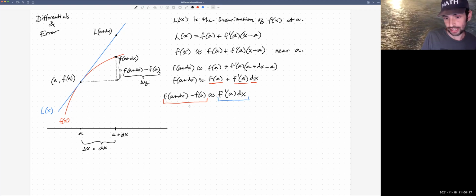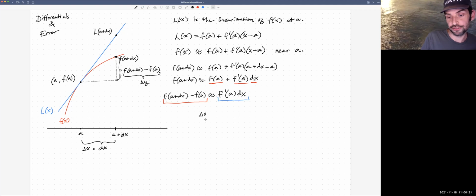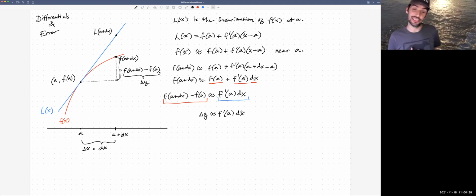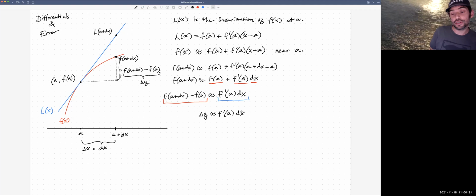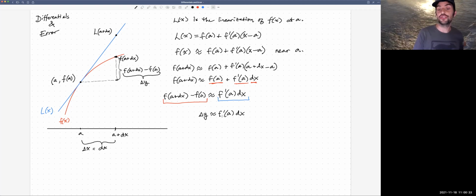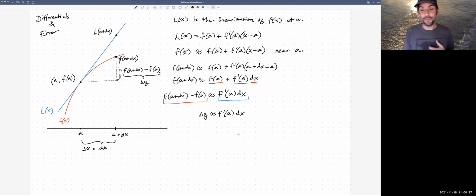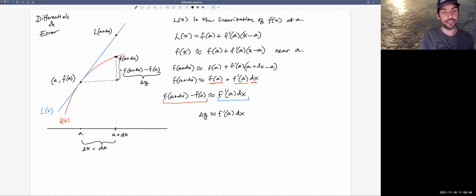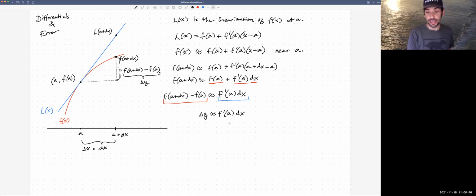So let's rewrite this approximation: delta y is approximately f prime of a dx, right? So what I'm saying here is that the actual amount of change in the function, delta y, is approximately how much change we would get if we kept changing in the same way as we did at a for an interval of dx.